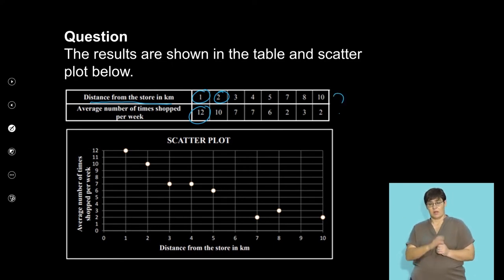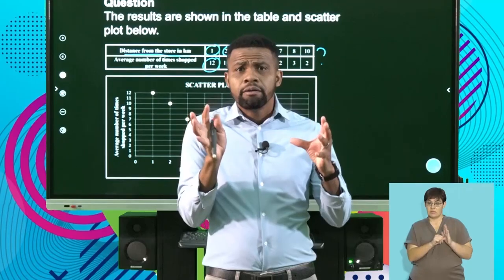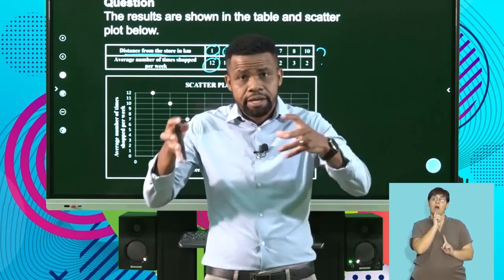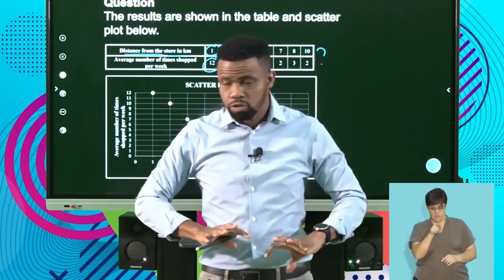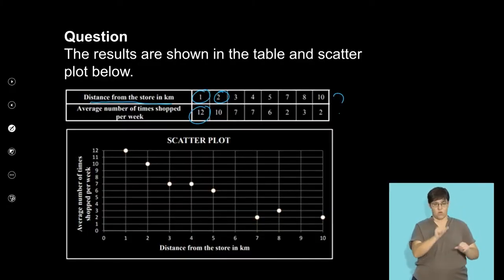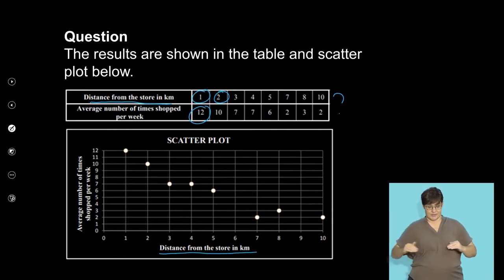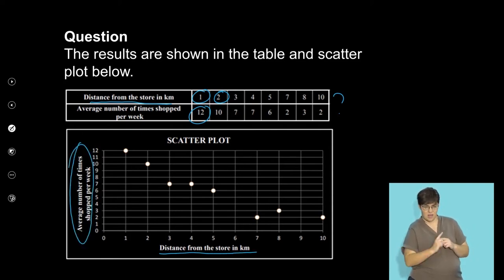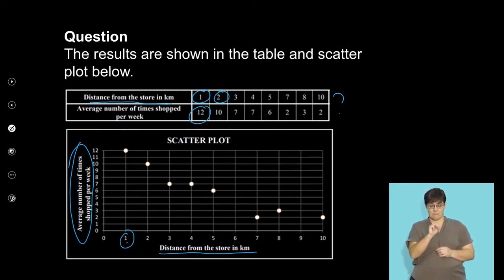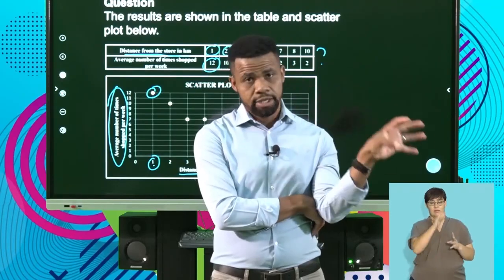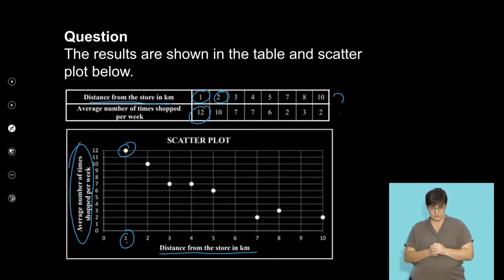So we're given a table and a scatter plot was drawn for us. Are we together? Very important: before answering the question, understand the question, break it down. We have a table and we have a scatter plot drawn for us. Where's the scatter plot? Let's see. Does it really correlate? This is the distance from the store in kilometers and the average number of times shopped per week. We can see here that at 1 kilometer distance, there's the first person, and the 12, there's the point. So everything is drawn for us on a scatter plot. Here we're given a table and a scatter plot. Okay, let's see.